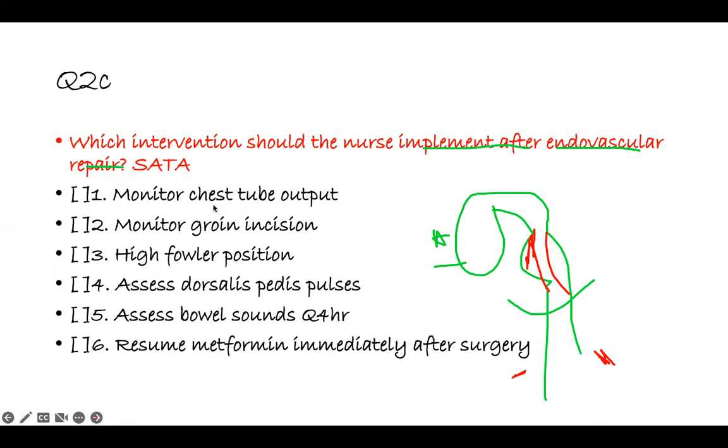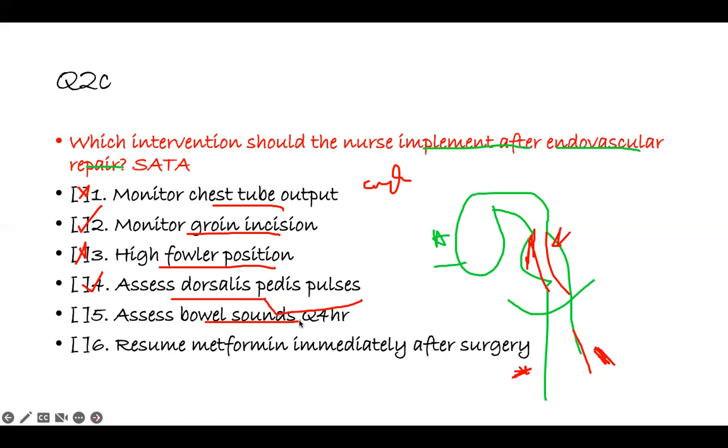Monitor their chest tube. Well, you use a chest tube if there is an incision. Because we're going through the groin, we don't need a chest tube. We did not go to the chest. So this is wrong. Monitor groin incision, yes, because this is endovascular, which means we use a catheter to go through. High Fowler position? I told you we have to keep the patient flat for 6 hours, so this is wrong. Assess dorsalis pedis pulses. Yes, whenever you do a vascular procedure, check their pulses to make sure the vessel is not occluded.